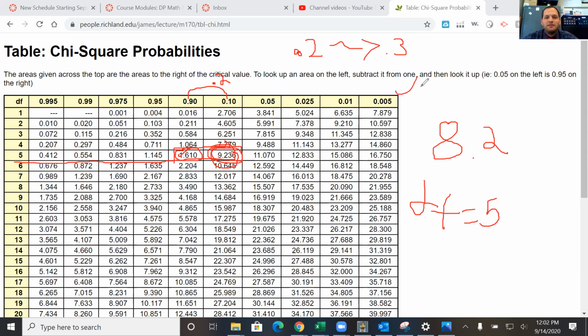Well, if alpha is 0.05, like it normally is, regardless of which one it is, do we reject the null hypothesis? No, we don't. We would keep the null hypothesis. Let's try another one. There we go. Let me clear this.